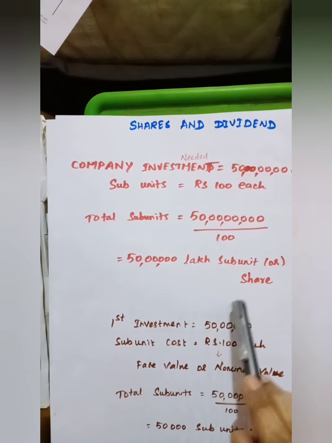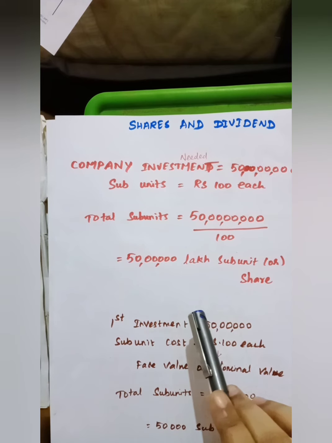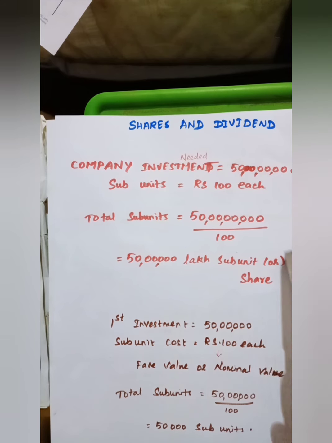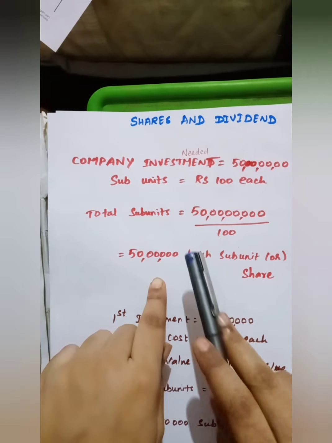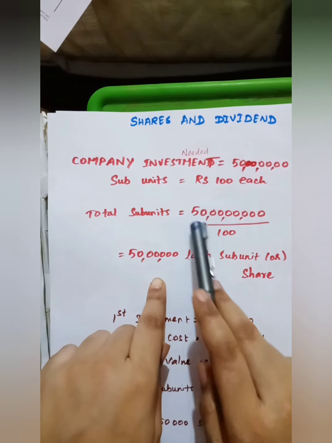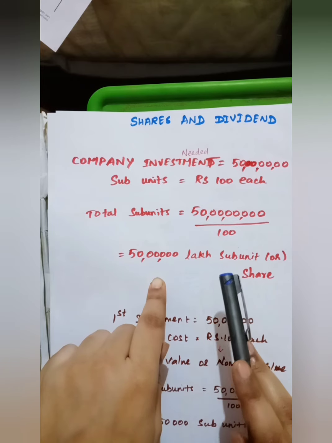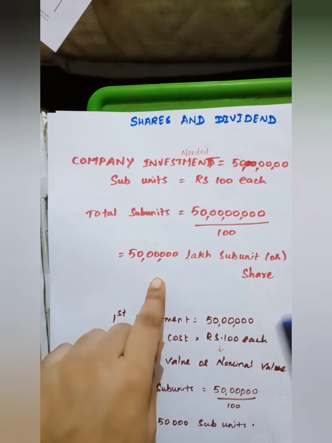Basically, people need to invest in his company. In return, he is going to give a share, that is, a part of his company. We divide 50 crore money into subunits of 100 each. So I need 50 lakh subunits.